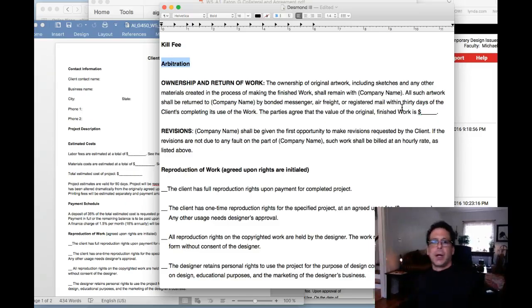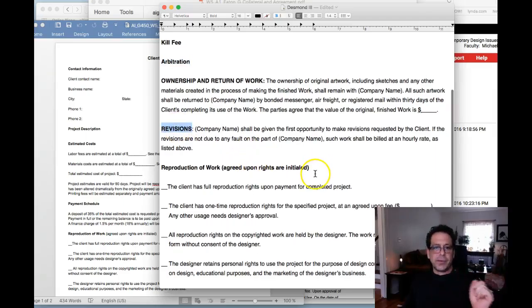See what I'm saying? Ownership and return of the work. Those are like sketches and stuff. Who owns those? I want to own all my sketches. I don't give my sketches. I don't give my concept development ideas to anyone. Those remain with me. Revisions, I always say how many revisions before I start charging for revisions.